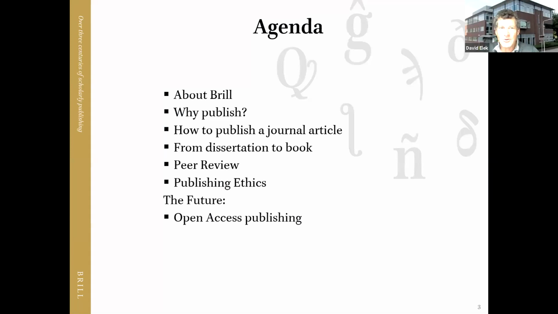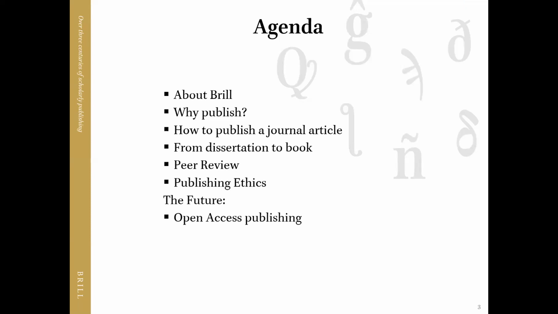What we'll do today, first of all, I'll tell you a little bit about Brill. Brill is the publishing house where I work and Elisa works. It's a very old publishing house based in the Netherlands. Then why publish? How to publish a journal article. Then book publishing, moving from your dissertation to a book. Peer review. A little bit about publishing ethics, and a short mention of open access publishing, which may be the future of publishing or part of the future of publishing.